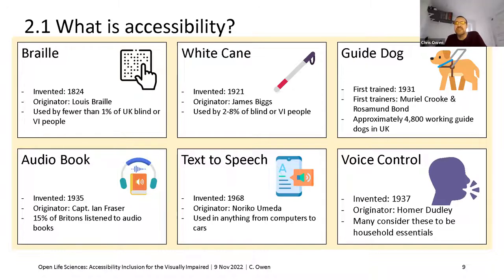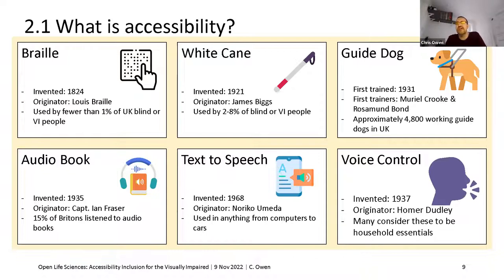Likewise, the white cane. This has been around since the early 1920s. The gentleman, James Biggs, who invented it, had a walking stick. He was worried when he was walking around Bristol, his hometown, that he would get into an accident. And so he basically painted his walking stick white. That has developed over time to the long white cane that people are more familiar with now. But again, from a usage perspective, numbers are sketchy, but it's significantly less than 10% of blind or visually impaired people who actually use a long white cane.